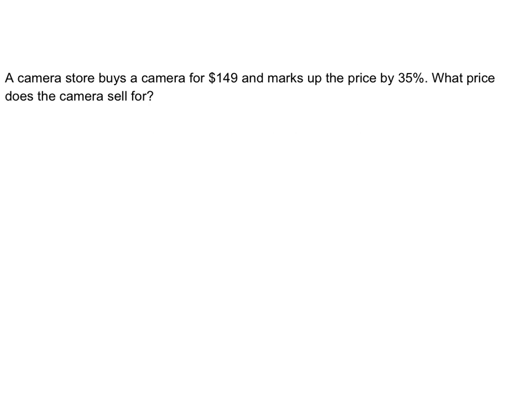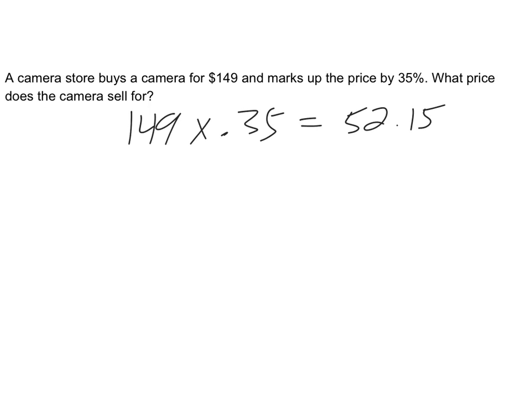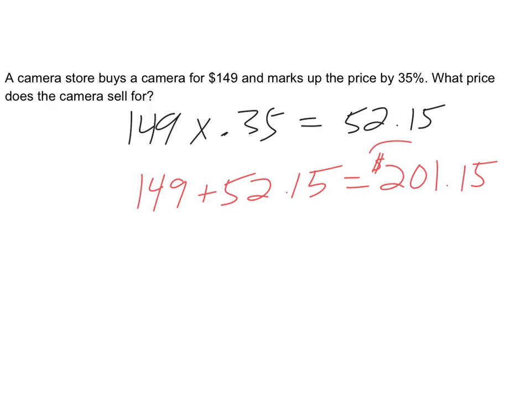So a camera store buys a camera for $149 and then marks the price up 35%. Since it's a markup, we're going to take that $149 and multiply it by the percent as a decimal, 0.35. If we type that into our calculators, we get 52.15. That is the markup price. So to find what the camera sells for, we add it to the original price, and we get that the camera is going to sell for $201.15.